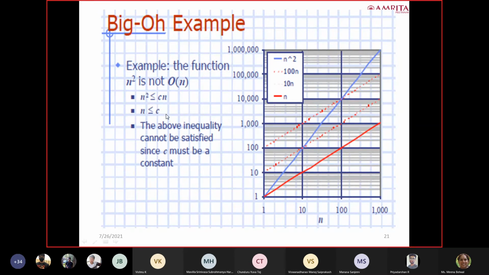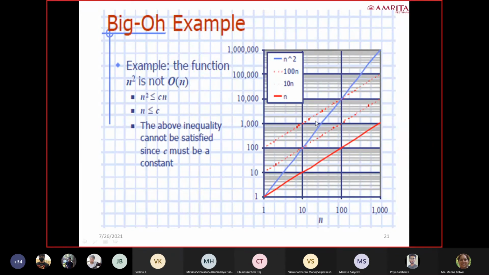This is a contradiction, because I say that C has to be a constant. So suppose I fix C as 1000. Constant means I cannot keep on changing C, right? If I say C is 1000, then n will be less than or equal to C only until n grows to 1000. But once n becomes more than 1000, this inequality will not be satisfied. That is why n square can never be O of n.